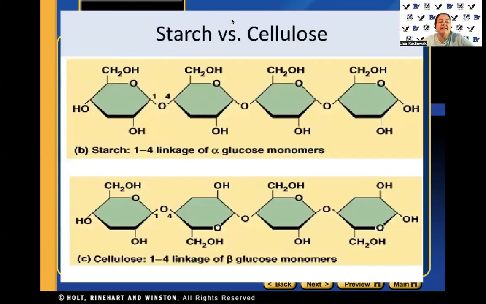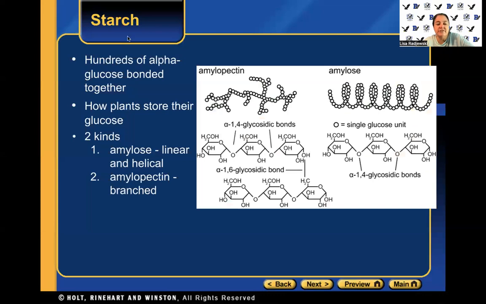All right, the next polysaccharide that we're going to learn about is called starch. So here's cellulose down at the bottom. And see, you've got an alpha pointing downward, beta, alpha, beta. But now we're going to do starch. So it's a little bit different. Notice it's alpha, alpha, alpha, alpha. This orientation is a little bit different than what I originally showed you for an alpha glucose. All right, so starch: hundreds and hundreds of alpha glucoses bonded together.